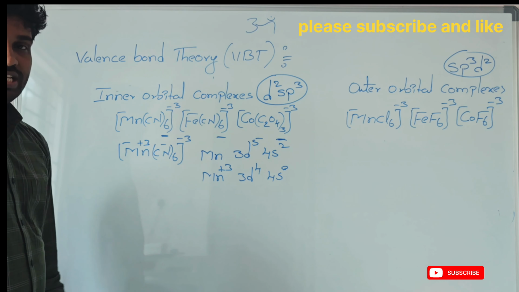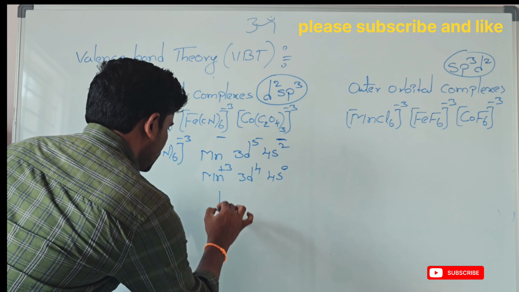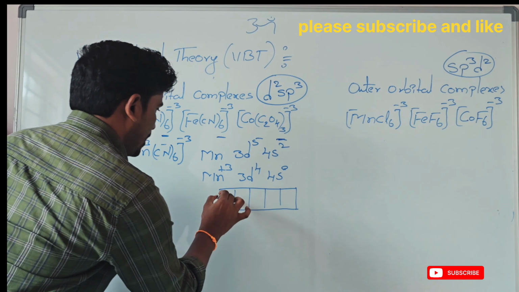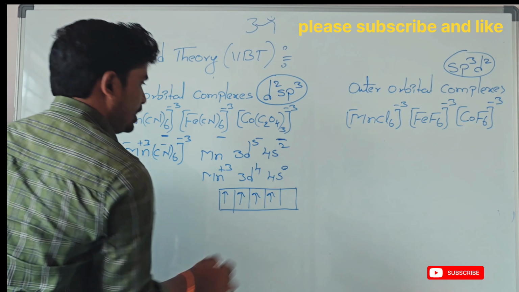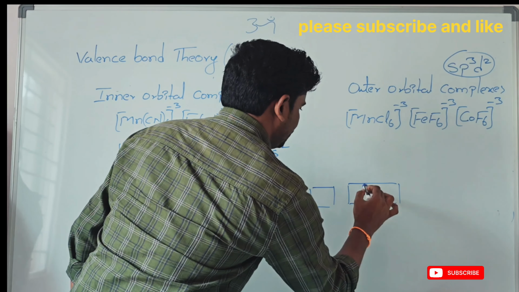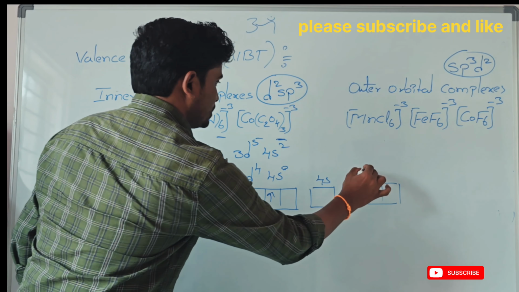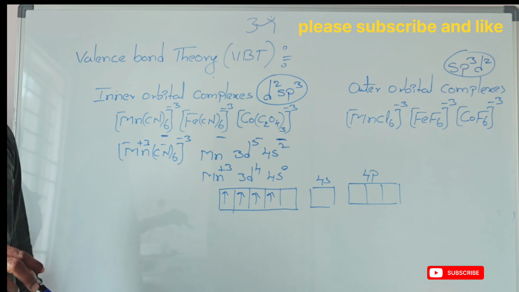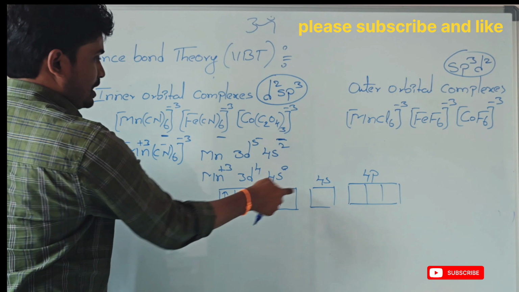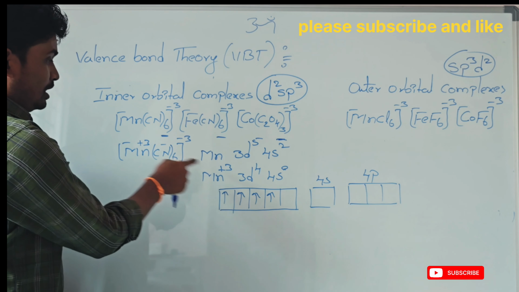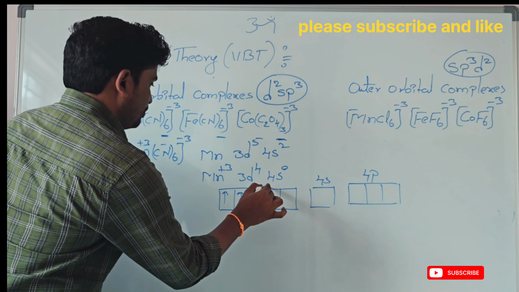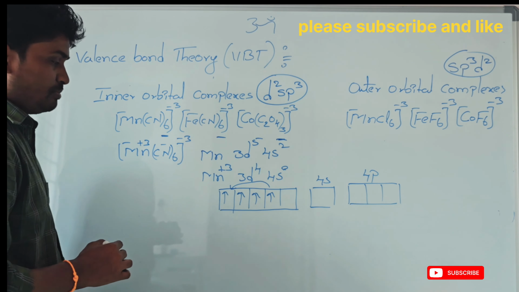In the d4, how many electrons are available? 4 electrons are available. The 4 electrons from the d4: 1, 2, 3, 4. Beside the 3d, here the 4s is present. Beside the 4s, 4p is present. This is 3d, this is 4s, this is 4p. Now what is happening here? What is an inner orbital complex? Inner d orbital is used in overlapping. That means a coordinate covalent bond is formed with the ligand. So for that, one of the electrons is moving from here to here.